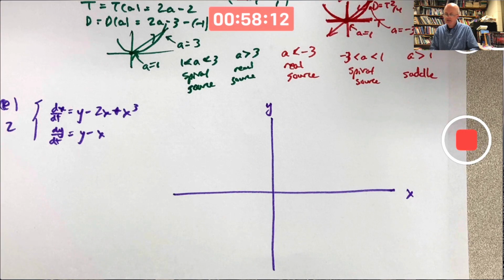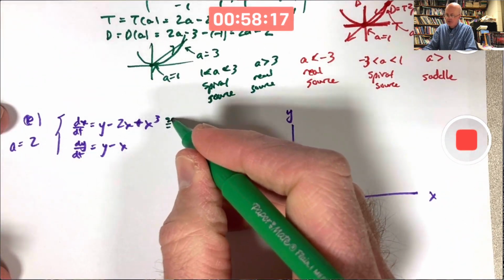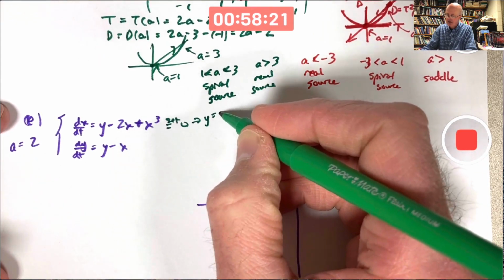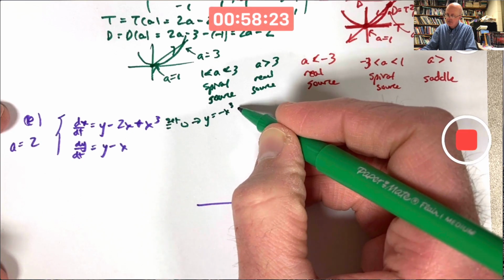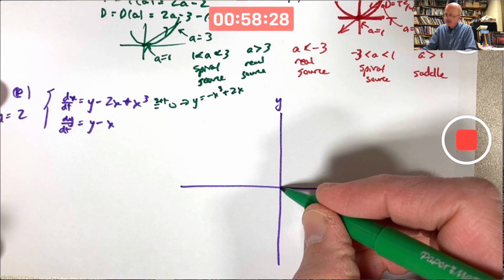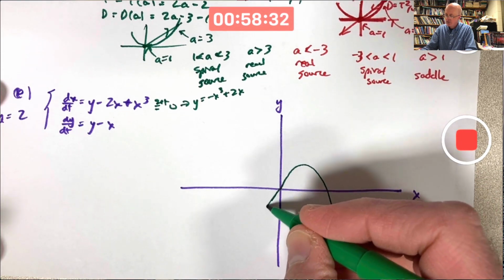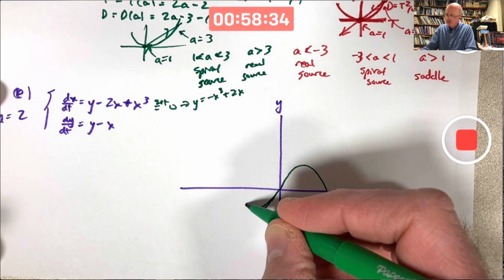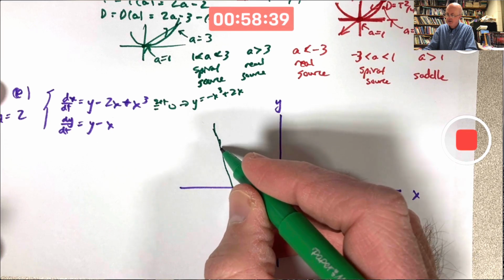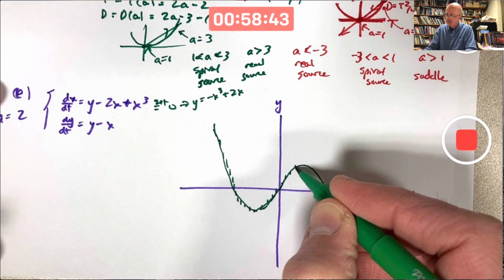X null line, I'll make green. If I set this equal to 0 and solve for y as a function of x, I get y is negative x cubed plus 2x. If you graph that with technology, it's going to look about like this. It's the x null line. That's where solutions cross with dx/dt equal to 0, meaning with 0 x component. Got to cross vertically there.